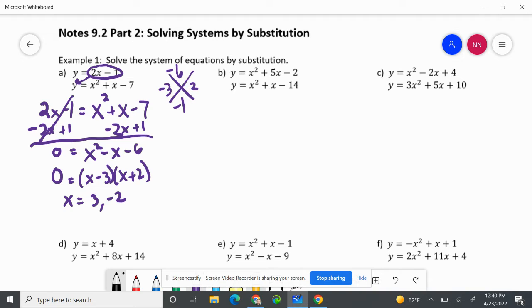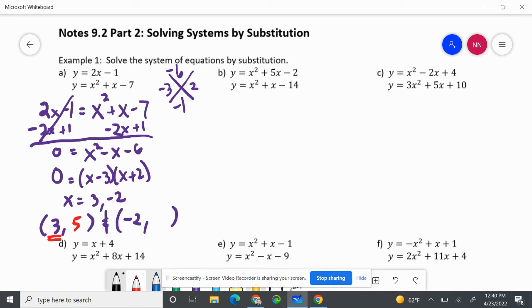What I need is an ordered pair that is 3 and some number. And then my other answer is going to be negative 2 and some number. So I'm going to take the 3 and plug it into one of the equations. Now the top equation looks easier. So if I plug it in there, 2 times 3 is 6, minus 1 is 5.